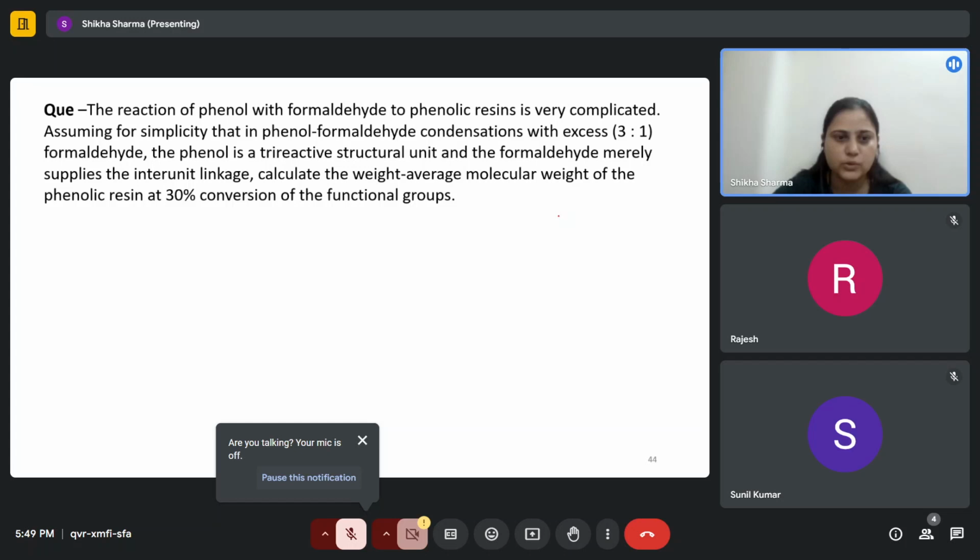The reaction of phenols with formaldehyde to phenolic resins is very complicated. Assuming for simplicity that in phenol formaldehyde condensation with excess 3:1 formaldehyde, the formaldehyde is in excess and the phenol is a tri-reactive structural unit and the formaldehyde merely supplies the inter-unit linkage. So calculate the weight average molecular weight of the phenolic resin at 30% conversion of the functional group.